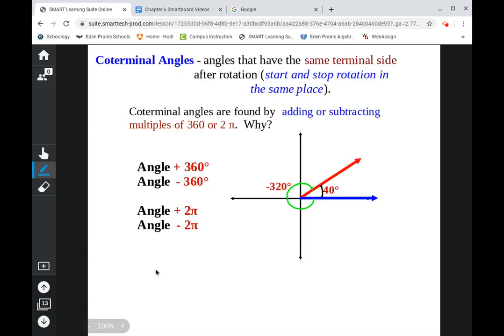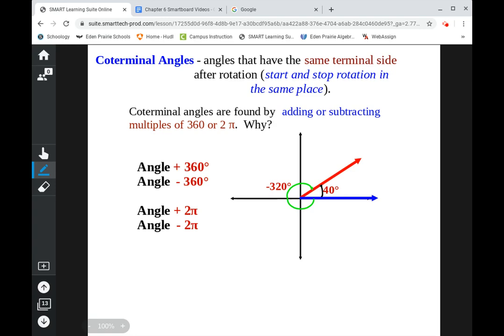Coterminal angles. A simple way of thinking about coterminal angles is angles that basically have the same terminal side. Basically, they start and stop rotation in the same exact place. You can go around the circle an amount of 360 degrees or 2 pi. As long as you keep on doing that forever and ever, you'd have coterminal angles. So by adding or subtracting 360 or 2 pi, we would have coterminal angles.